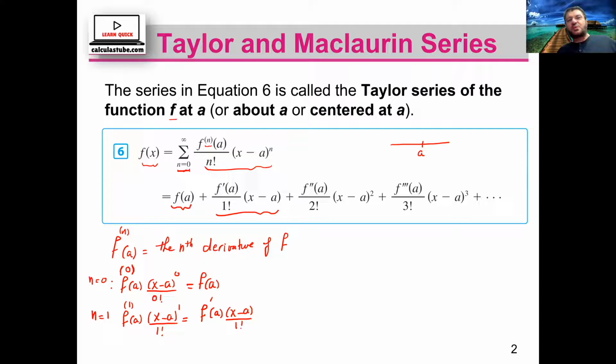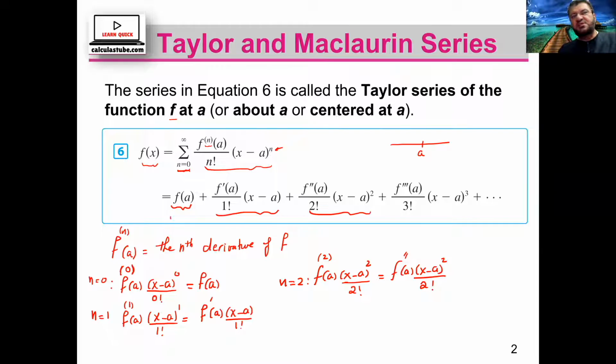What happens when n is equal to 2? The next term, we get f^(2)(a) times (x minus a) squared over 2 factorial. What do we mean by f^(2) here? This means the second derivative at a times (x minus a) squared over 2 factorial. And this is actually the third term.